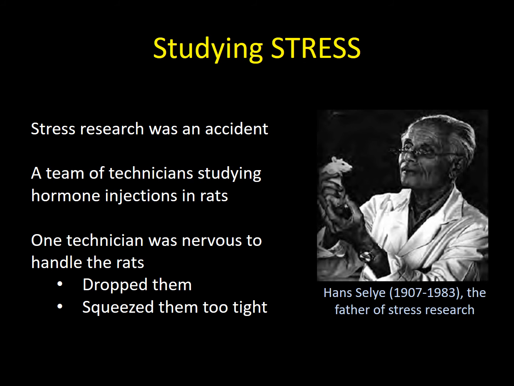One of the original stress researchers is shown here with a rat. His name is Hans Selye, and he became the father of stress research quite by accident. He was working among a team of lab technicians studying the effects of a hormone injection in rats, and he was nervous to handle the rats. He dropped them frequently, he sometimes squeezed them too tight, and the other technicians didn't have this problem. They were more practiced rat handlers.